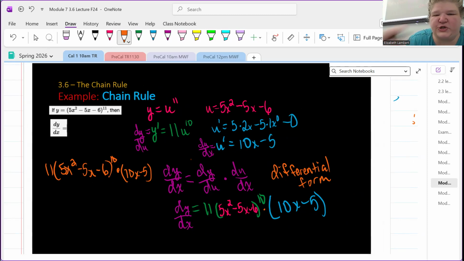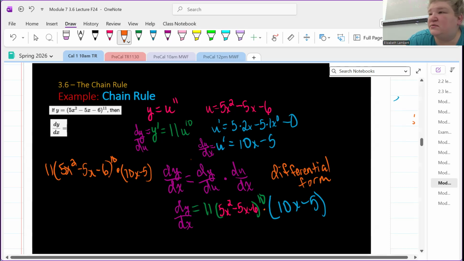But you want to get used to the way the pieces are interacting, how it all works. So what questions do you guys have on this first example of the chain rule?